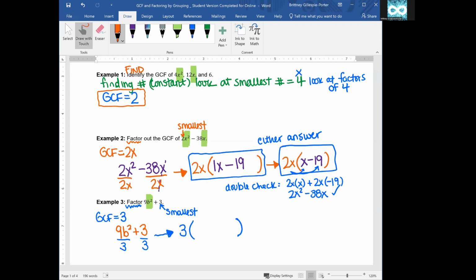9 divided by 3 gets me 3. My b squared is not going to change. Carry my plus. 3 divided by 3 gets me 1. Remember, we're doing division. Up when we had x over x and we said they canceled out, that's because x divided by x is 1. But we had the 19 there, so we didn't need to put 1 times 19.